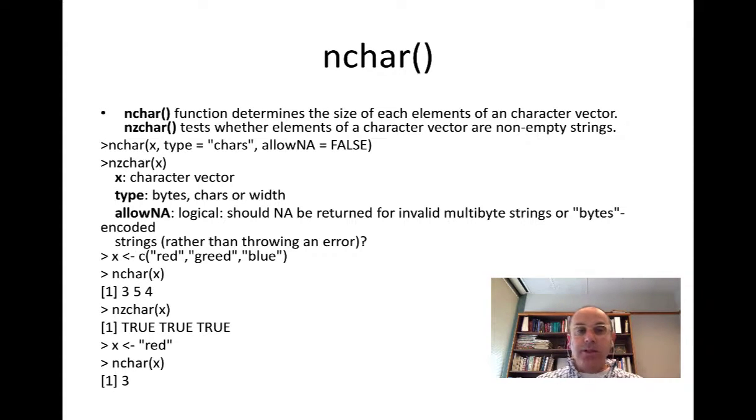The next two functions basically determine the size of each element of the character vector or whether it is left empty. The nchar is the function that determines the size of each element, and the nzchar tests whether the elements of the character vector are non-empty strings. In the first example, the nchar, I'm calling it x, I'm going to say the type is char, and allowNA, which is false. And so in this case, this is what it will come out as.